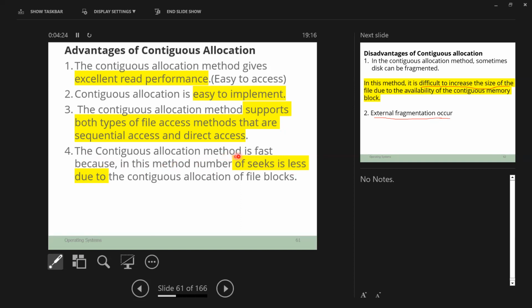The contiguous allocation method is fast because in this method the number of seeks is less. The time taken for seeking is less.